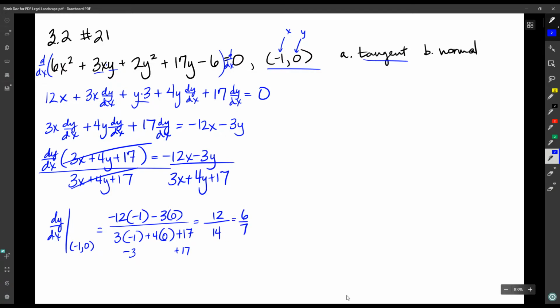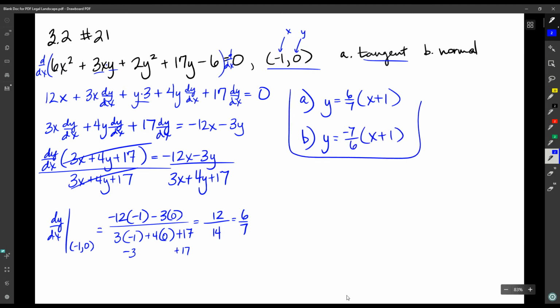So the tangent slope is 6/7, which means the equation of the tangent line is y equals 6/7 times x minus -1, so x plus 1, and we don't need to write plus 0 at the end. And now finally for the normal line, we'll take the opposite reciprocal of the tangent slope, which is 6/7, the opposite reciprocal is -7/6, and that's also times the quantity x plus 1. There are our answers for number 21.